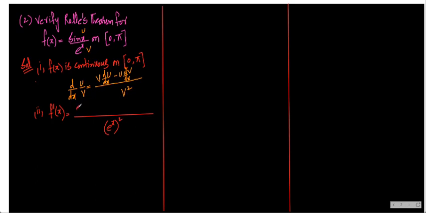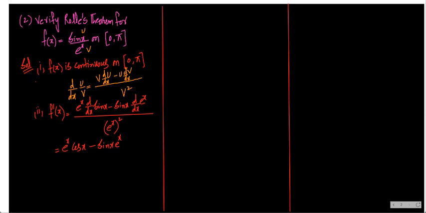V means here e power x will come. Now d by dx of sin x minus sin x into d by dx of e power x. And the derivative formulas we already studied in the first semester, so the formulas will apply here. E power x as it is. Derivative of sin x is cos x, minus sin x as it is. Derivative of e power x is e power x only, divided by e power x whole square.